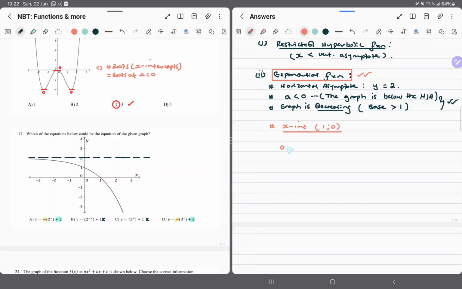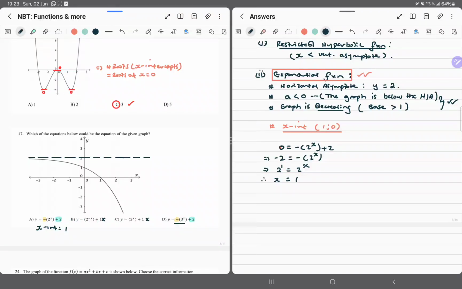So when we take the other one, we get 0 is equal to minus into 2 to the exponent x plus 2. This implies minus 2 is equal to minus into 2 to the exponent x. When we multiply by negative, it means 2 to the exponent 1 is equal to 2 to the exponent x. Therefore, x is equal to 1. So this means it ticks the boxes for the x-intercept of 1.